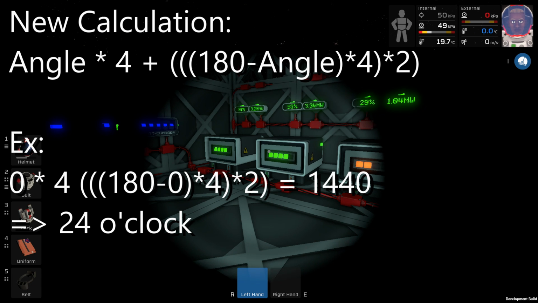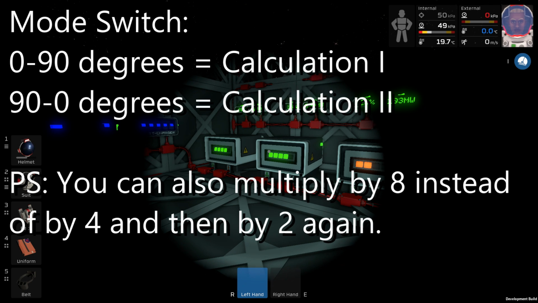Last but not least, 0 degrees times 4 plus the 180 minus 0 times 4 times 2 equals 1440 minutes, which is 24 hours. So all we have to do is basically switch to mode 1 as soon as the degrees reach 0 and switch to mode 2 as soon as we reach 180 degrees. Pretty exciting, isn't it? I love it.